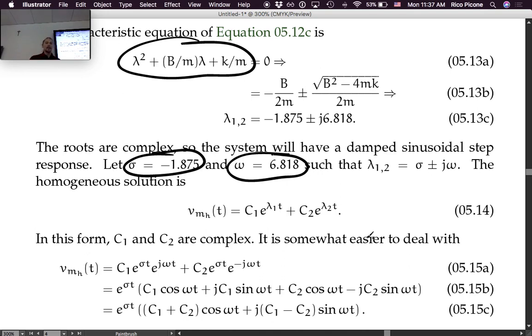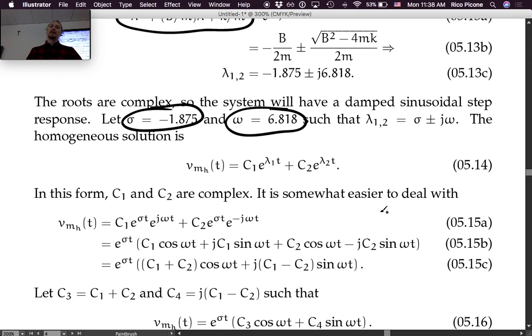That means the homogeneous solution, as always, except for when you have a repeated root, is C1 e to the lambda 1 t plus C2 e to the lambda 2 t. In this form, however, C1 and C2 are complex numbers. That's a bummer. I don't really like that. You could do that, but I felt like we would be more comfortable transforming this into something that probably looks familiar to you. You probably used this later formula that we're going to derive in your differential equations class. So instead of using this form, we're going to transform this.